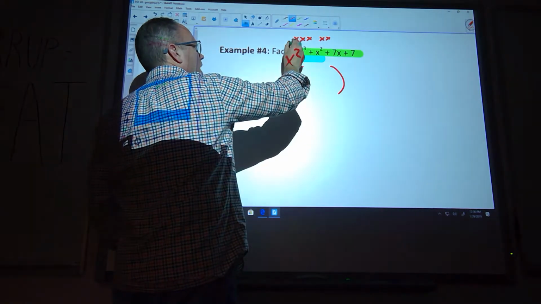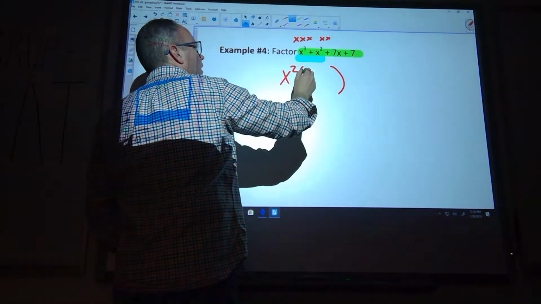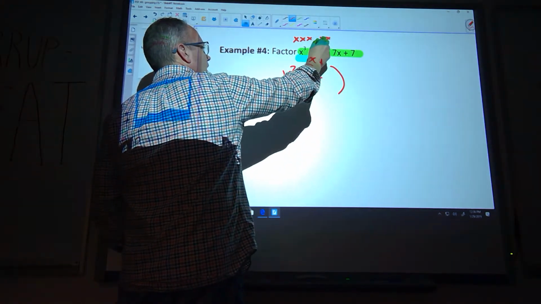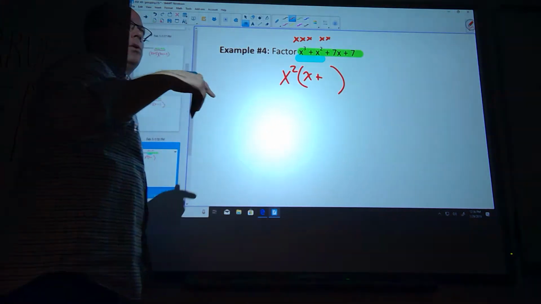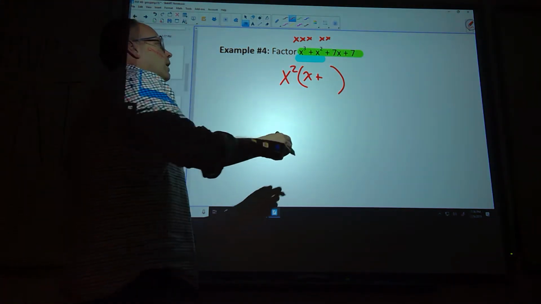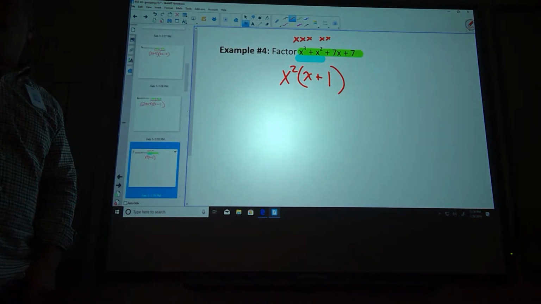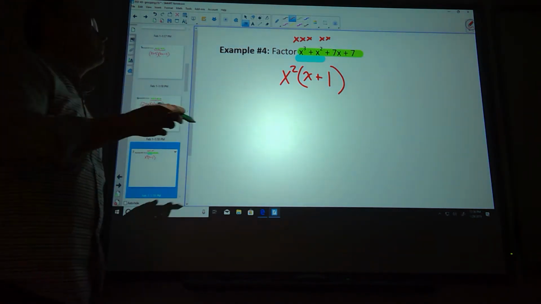If I factor an x squared out of this, what do I have left here? X, and then the plus comes down. If I factor an x squared out, both of them come out. What has to go in for a placeholder? 1. So that first part's done. So I look at the first terms, see what they have in common.